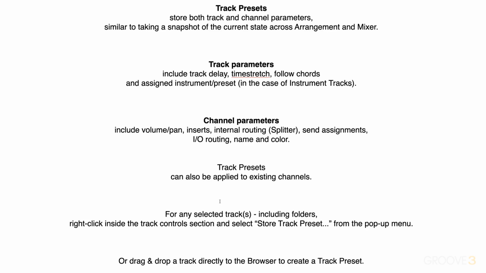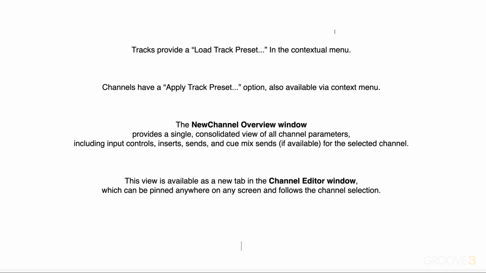So for any selected tracks, you can just right-click inside the track header and choose Store Track Preset or Load Track Preset. And we can also store them simply by dragging and dropping into the browser. Tracks have a Load Track Preset in their right-click menu, and channels have the Apply Track Preset option also in their right-click contextual menu. And there's the new Channel Overview window, which provides a single consolidated view of all channel parameters, and it's available as a new tab in the channel editor window. It's the default view, and it can be pinned and follows channel selection. We'll continue with more in the next video.